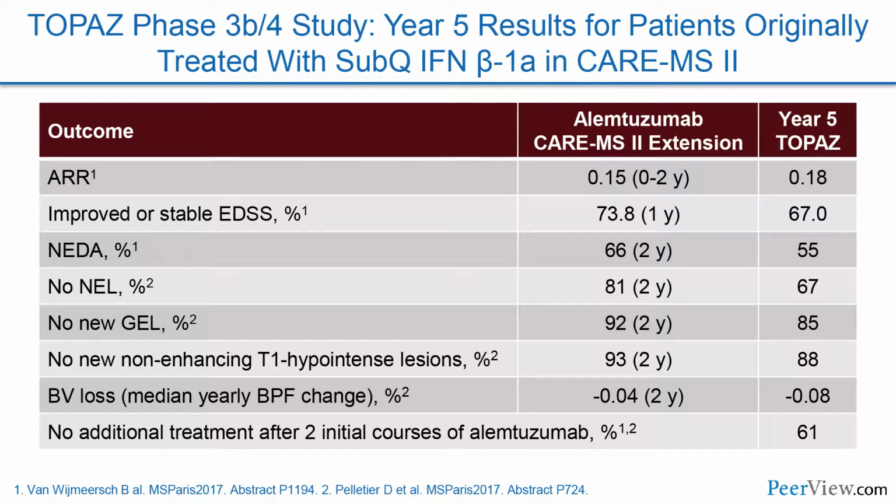Alemtuzumab had a consistent safety profile through year 5 in patients previously treated with interferon beta-1a, and the overall incidence of AEs decreased over time. These findings are consistent in demonstrating greater improvements in outcomes based on alemtuzumab versus subcutaneous interferon beta-1a over the 2 years of the CARE-MS-1, and durable improvements in alemtuzumab arm over 5 years in the absence of continuous treatment.